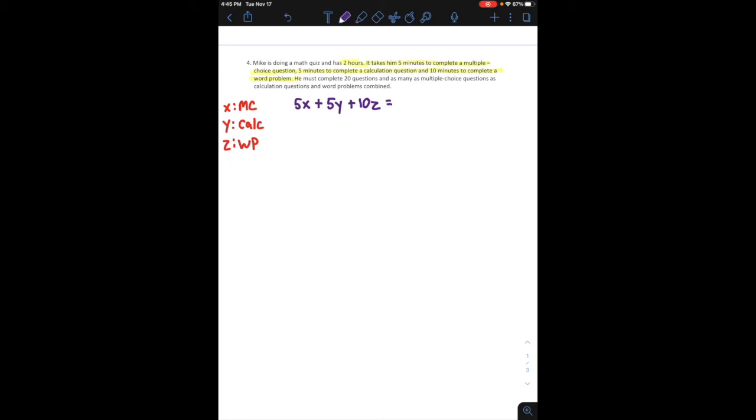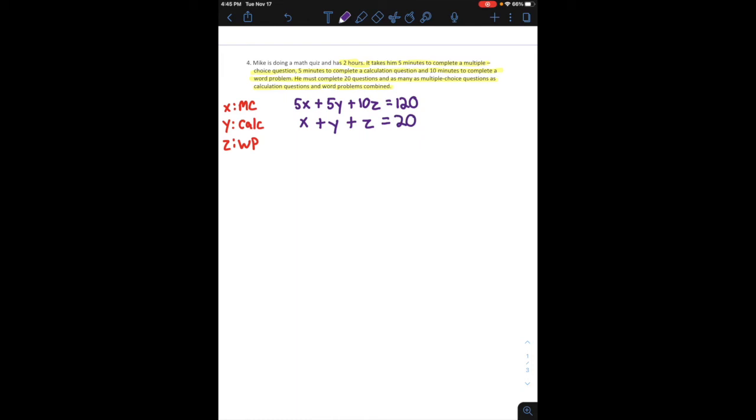So we're going to set that equal to how many minutes is 2 hours? That would be 120. We're going to make 2 more equations. The second sentence says he must complete 20 questions and as many multiple choice questions as calculation questions and word problems combined. So if he has to do 20 questions in total, that would be the multiple choice questions plus the calculation questions plus the word problems, and there would be a total of 20 problems or 20 questions.